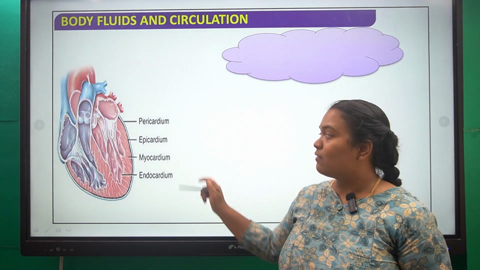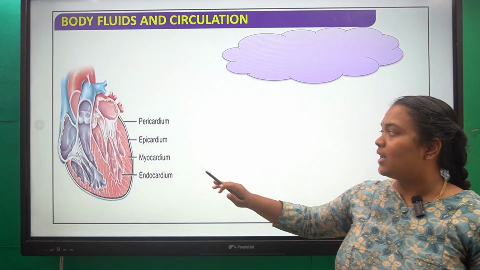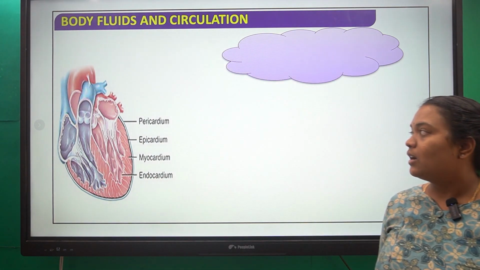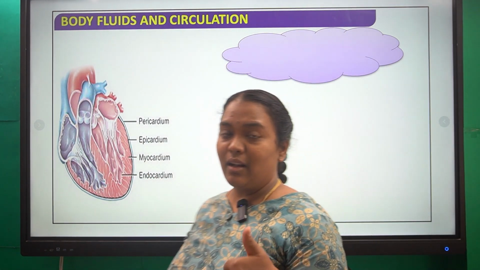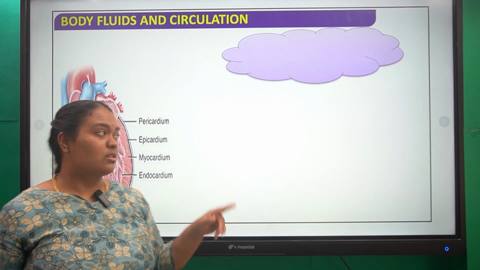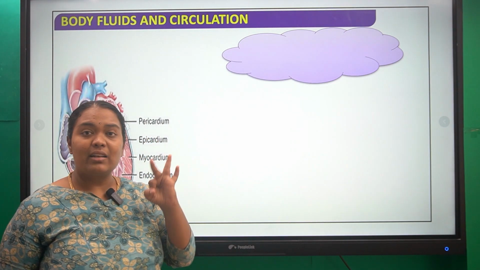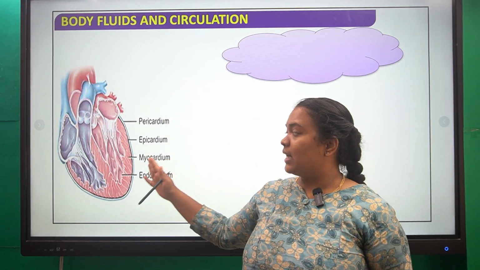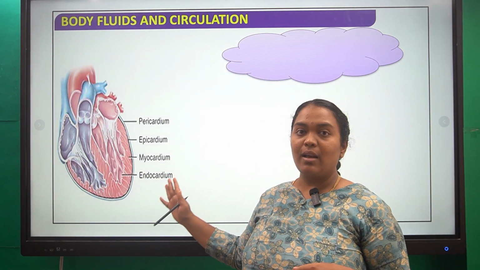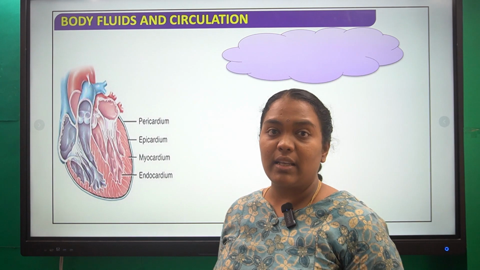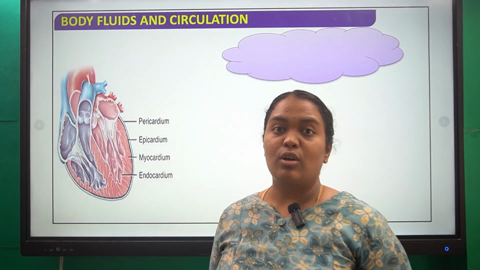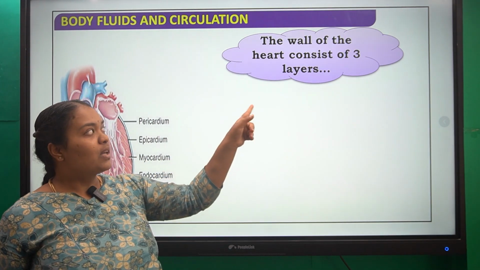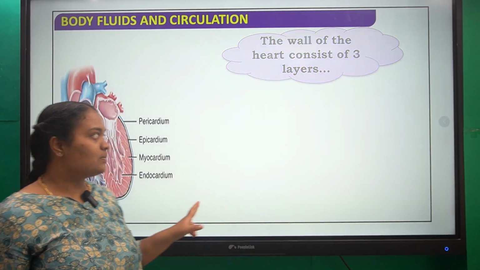Next, this is the heart, which is having the pericardium, which is the outer layer, then epicardium inside, and myocardium, which is much more inside. So the heart outer covering is called the pericardium. Then again, heart is having 3 muscular layers. The outer surface is called epicardium, the inner surface is called endocardium, and between this epicardium and endocardium, whatever layer is there, that is called myocardium. You can observe here the wall of the heart consisting of 3 layers.